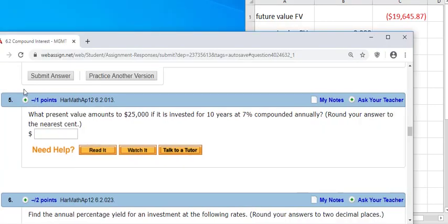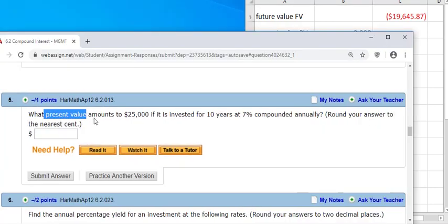Number 5, what present value? So we're looking for the present value amounts to 25,000. So that's after the investment is done. That's the future value. What present value amounts to 25,000, 10 years, 7% annual compounding?